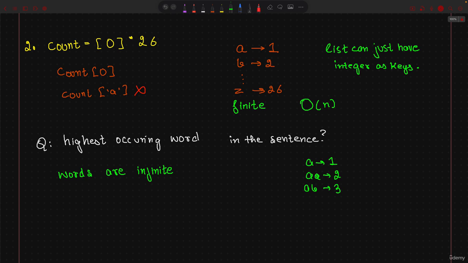And we cannot make infinite keys, right? Like how big of a count array or list are you going to define? An infinite combination of letters is possible. So infinite words are possible. And we cannot have an infinite sized array. That's a very big problem, right?